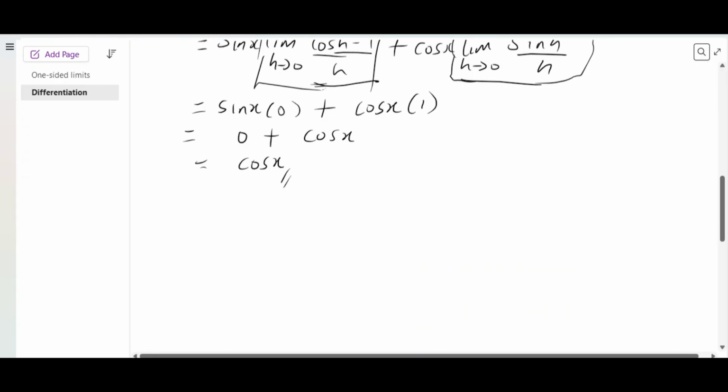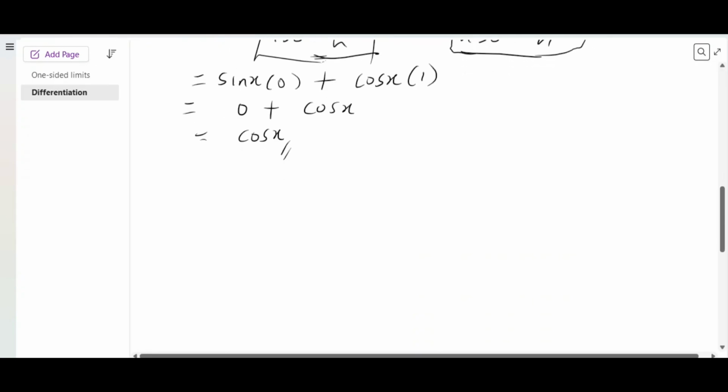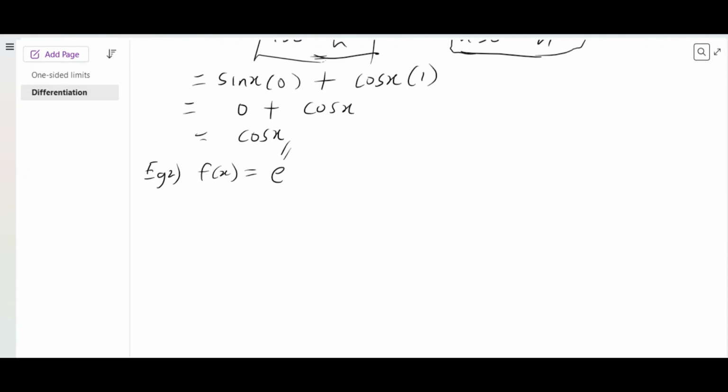Alright, I'm going to go ahead and do a second example. This time around I'm going to do it for f of x equals e to the power x. Let's do e to the power x. That is an exponential function.